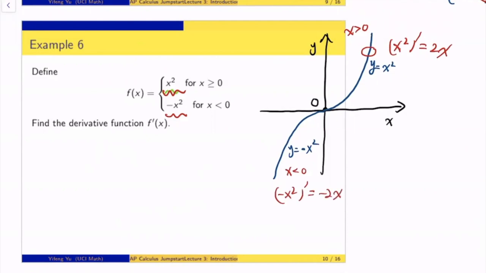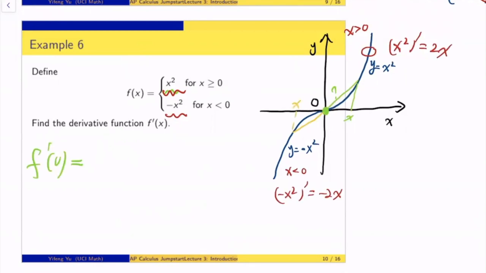What is not completely clear is what happens at zero. What's the derivative at zero? Let's do it by definition. First you approach from the right-hand side, and then you approach from the left-hand side, where the function is negative x squared.